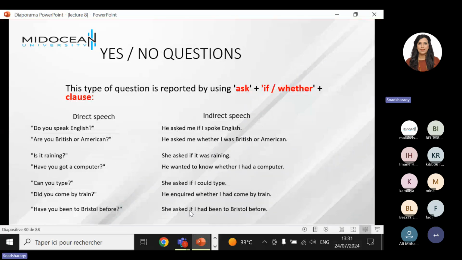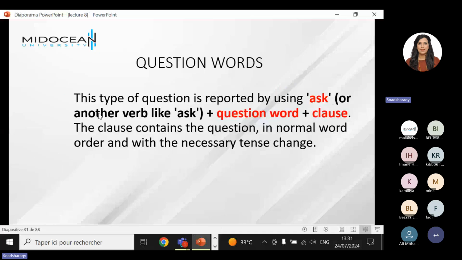Question words. This type of question is reported by using ask or another verb like ask plus question word plus clause. So the clause contains the question in normal word order and with the necessary tense change.